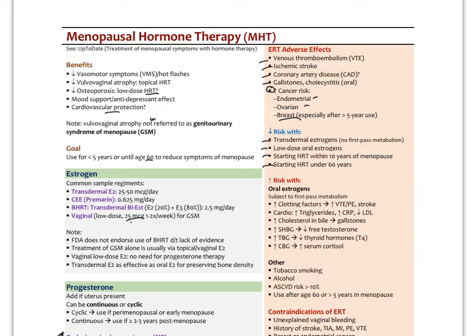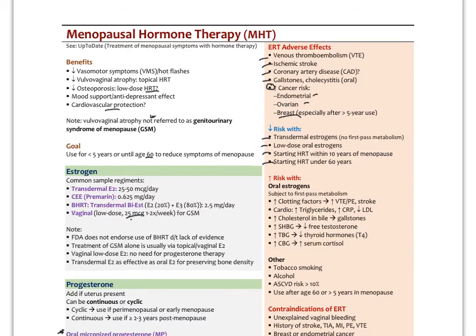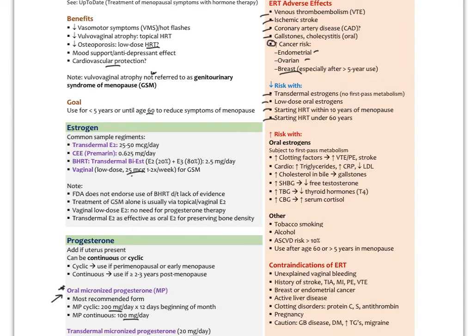The risk is, again, increased with oral estrogens, and by going through first pass metabolism, it just causes the liver to super secrete these clotting factors. It's going to increase triglycerides and CRP, and that will push down LDL, but you have more of a pro-inflammatory state. It's going to increase more cholesterol in the bile, contributing to gallstones.